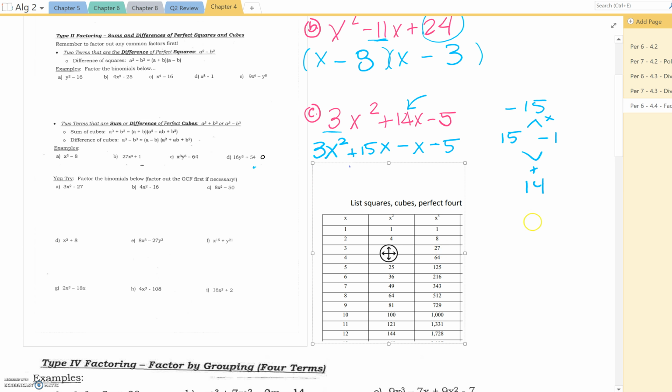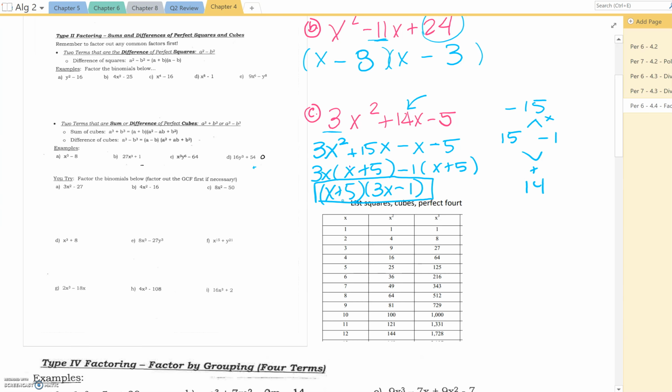And then you're going to take out the GCF again. So 3x becomes x plus 5. Factor out a negative 1. This becomes x plus 5. One of the factors is what's in parentheses. So one of the factors is x plus 5. The other factor is what's left over. So 3x minus 1 is your other factor.